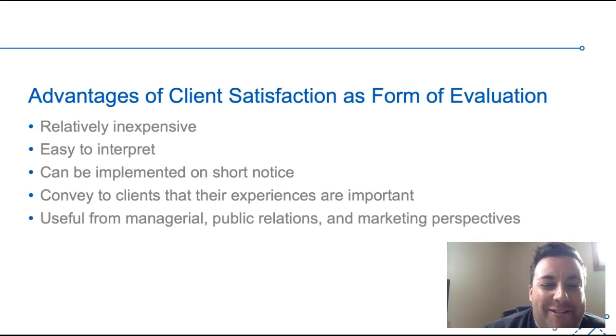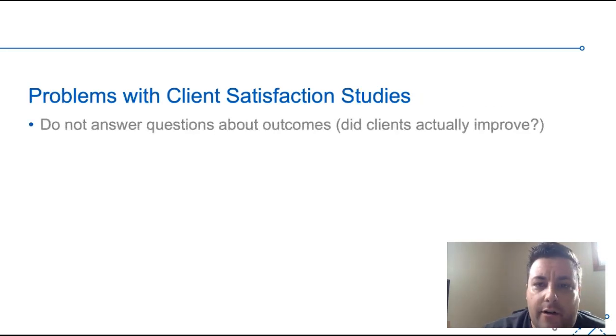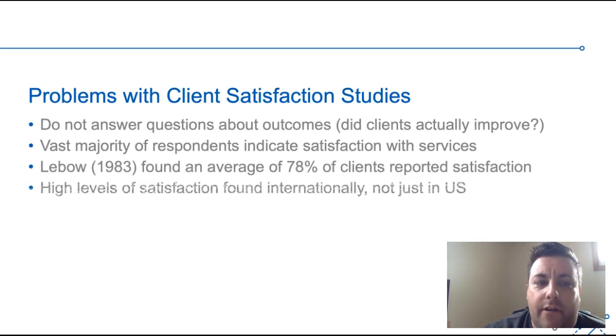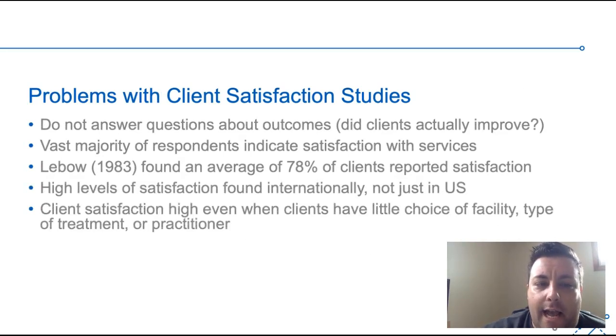That's a good use of a self-anchored scale. It also conveys to clients that their experience and their perception of things are important. Even implicitly, it conveys that the agency or organization values the client and values their opinions and perspectives. And then, of course, it's useful from a managerial perspective, a public relations perspective, and that kind of thing.